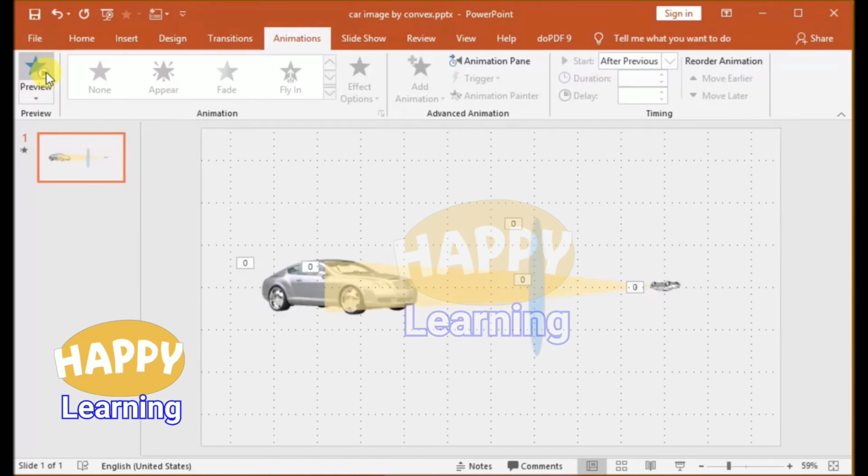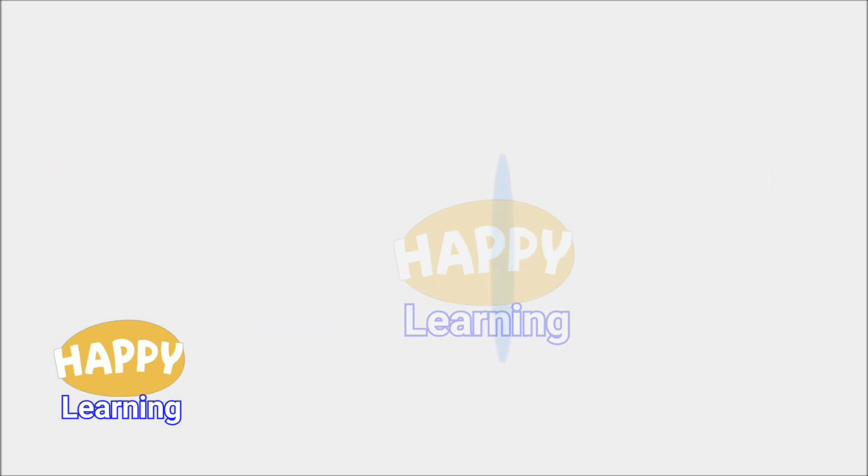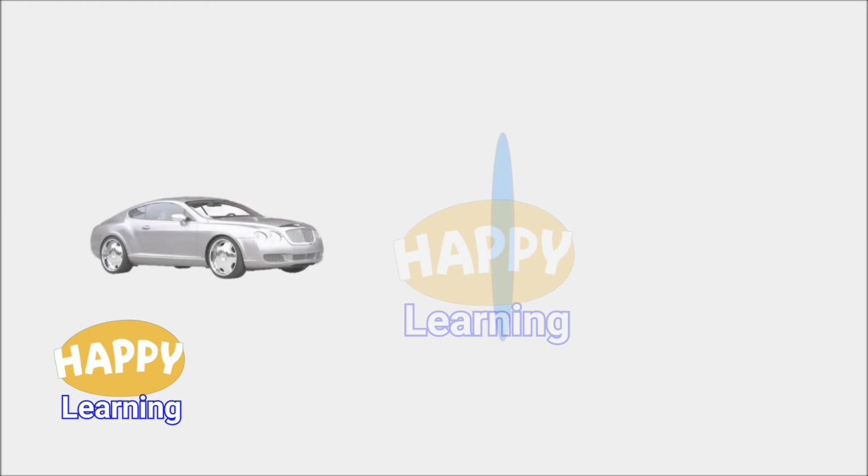Now preview. If you go to slideshow, this will be your view. The rays are coming from the car, passed through the convex lens, and are converged to a point called the focus.